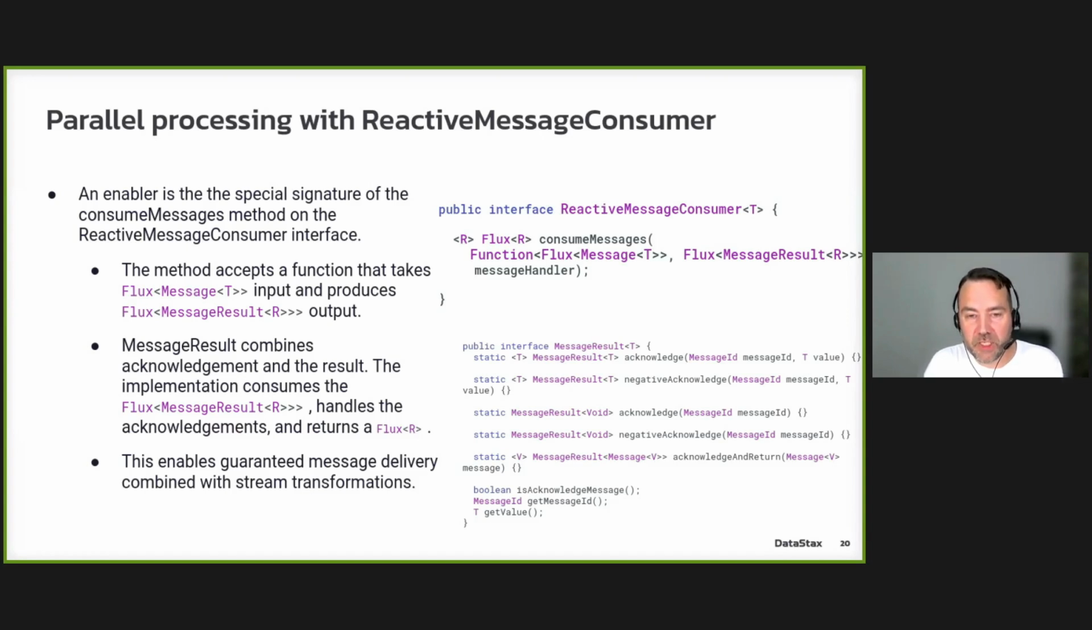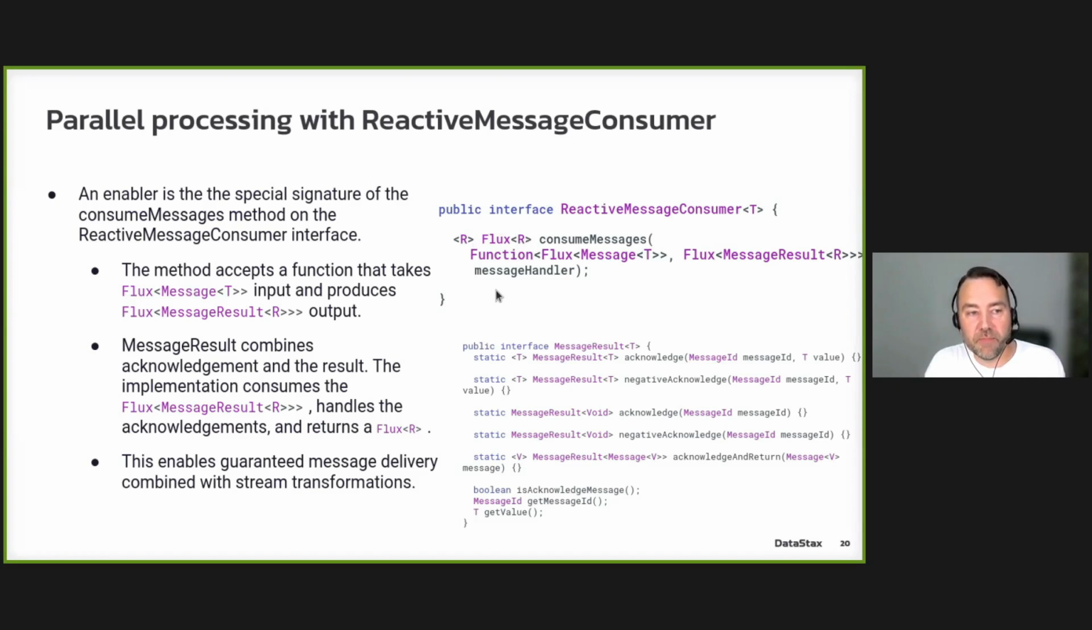the implementation in this library consumes these message results, and it'll use the Pulsar client library to do the acknowledgements to Pulsar, and then it finally returns this Flux R that can be seen here.